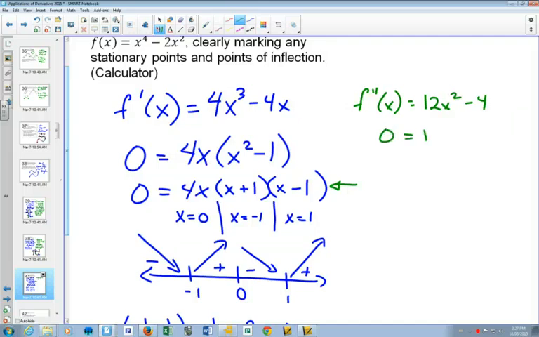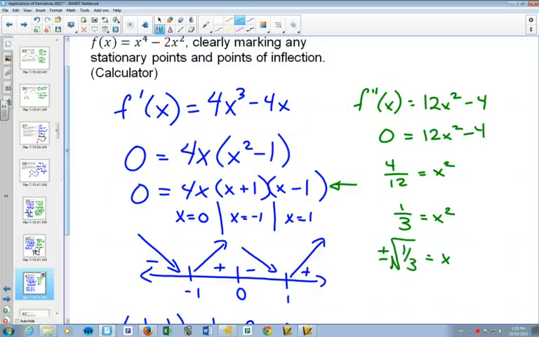Setting that equal to 0. You could try to factor this. Probably the best way is to move the 4 over and divide by 12, x squared by itself, which is the same as 1/3 equals x squared. So x is equal to plus or minus the square root of 1/3. So if you're checking your stuff there, did you remember the plus or minus?